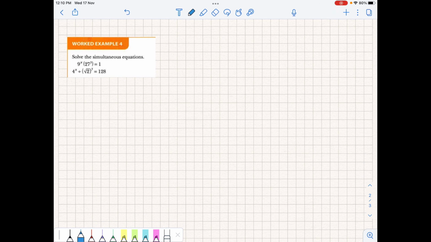Okay, let's look at the next example. Here we have to use some of the rules of exponents that we know to solve these. We want to solve these two simultaneous equations together. You can see we have x's and y's, and the same thing applies. What we want to do is get the bases the same so that we can make some kind of equation from the exponents. Having a look at the first equation, we have 9 to the x times 27 to the power of y. We want to change all of this to the same base, and that base will be 3.